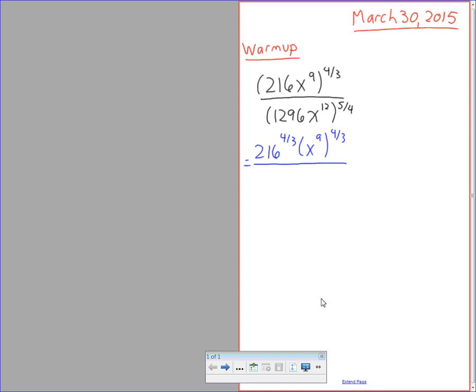The denominator is going to be 1296 to the 5 over 4 times x to the 12 to the 5 over 4. Okay, can someone that was here on Friday let me know what to do to the 216? Go ahead. You make it 6 to the cube. That's correct. Can you please tell me why you chose 6 to the cube?